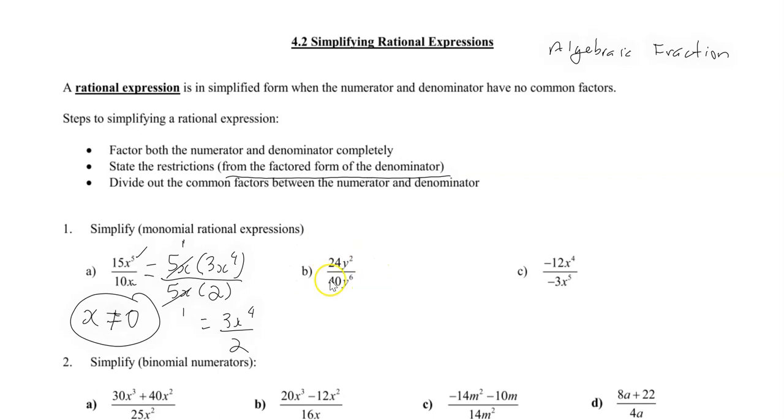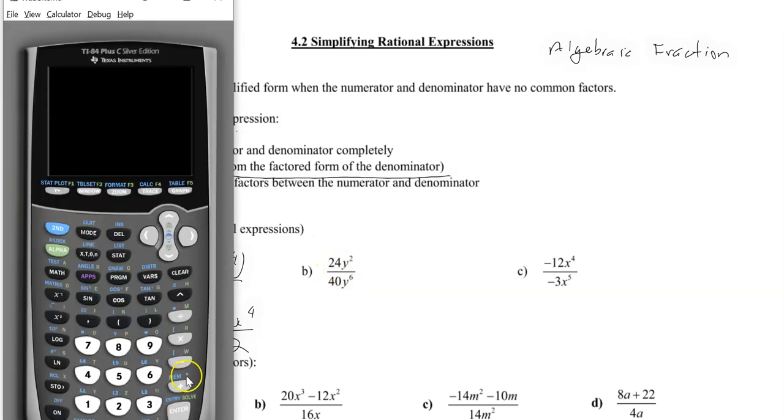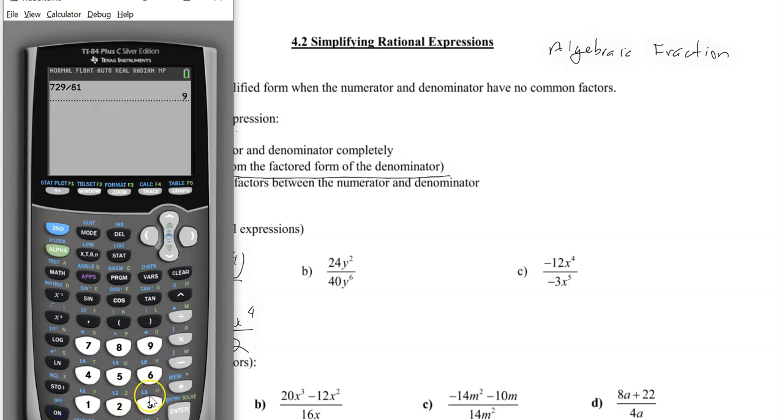So this is kind of basic grade 10-ish stuff. In this one, we could just say, look, what goes into 24 and 40? And you can say, well, 4 goes into both of them. Now it actually turns out that 8 goes into both. So you know what? Here, let's do this. Let's go into here. Let's turn this on.